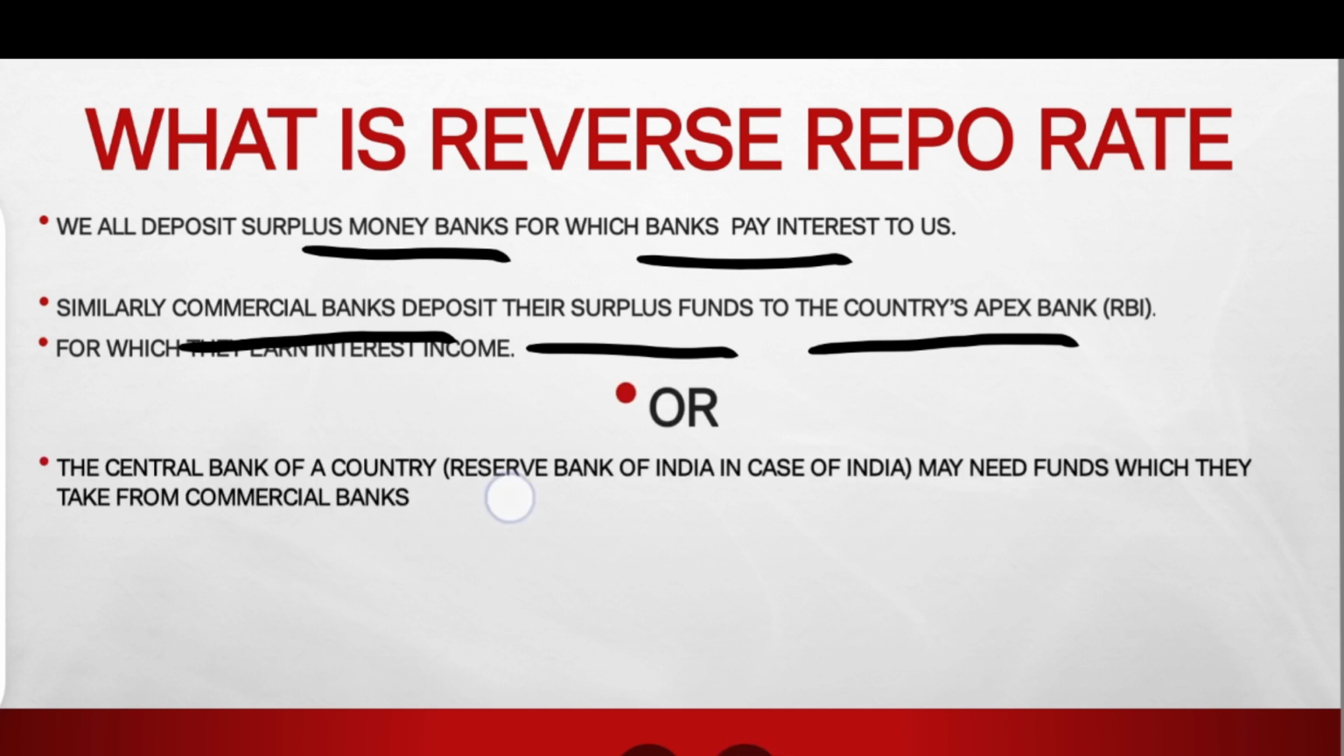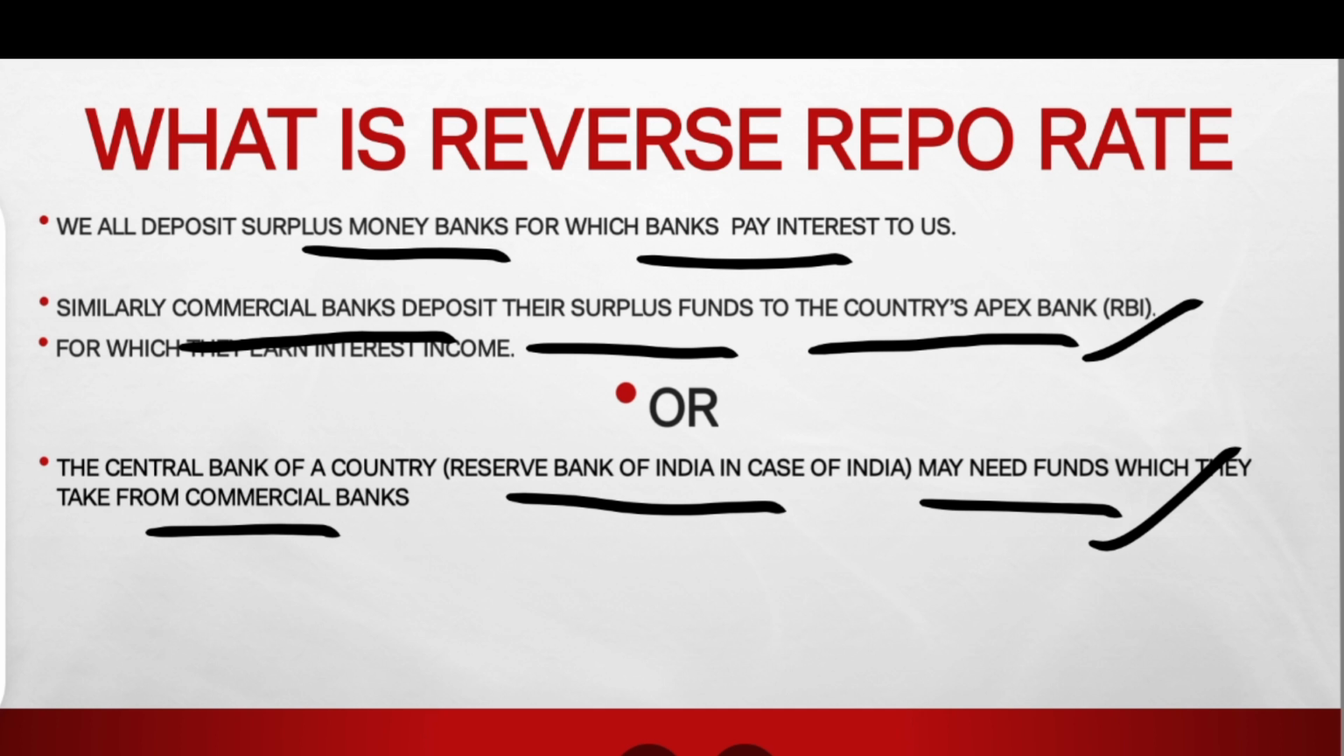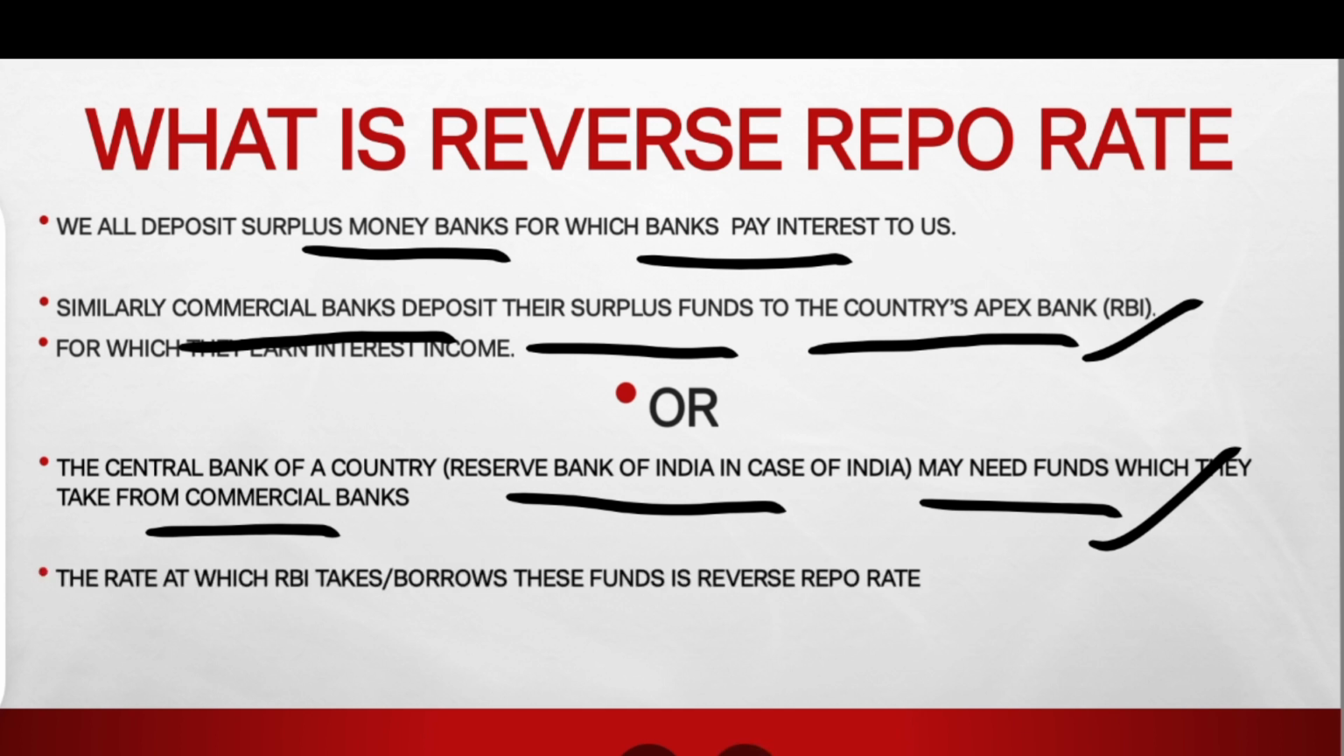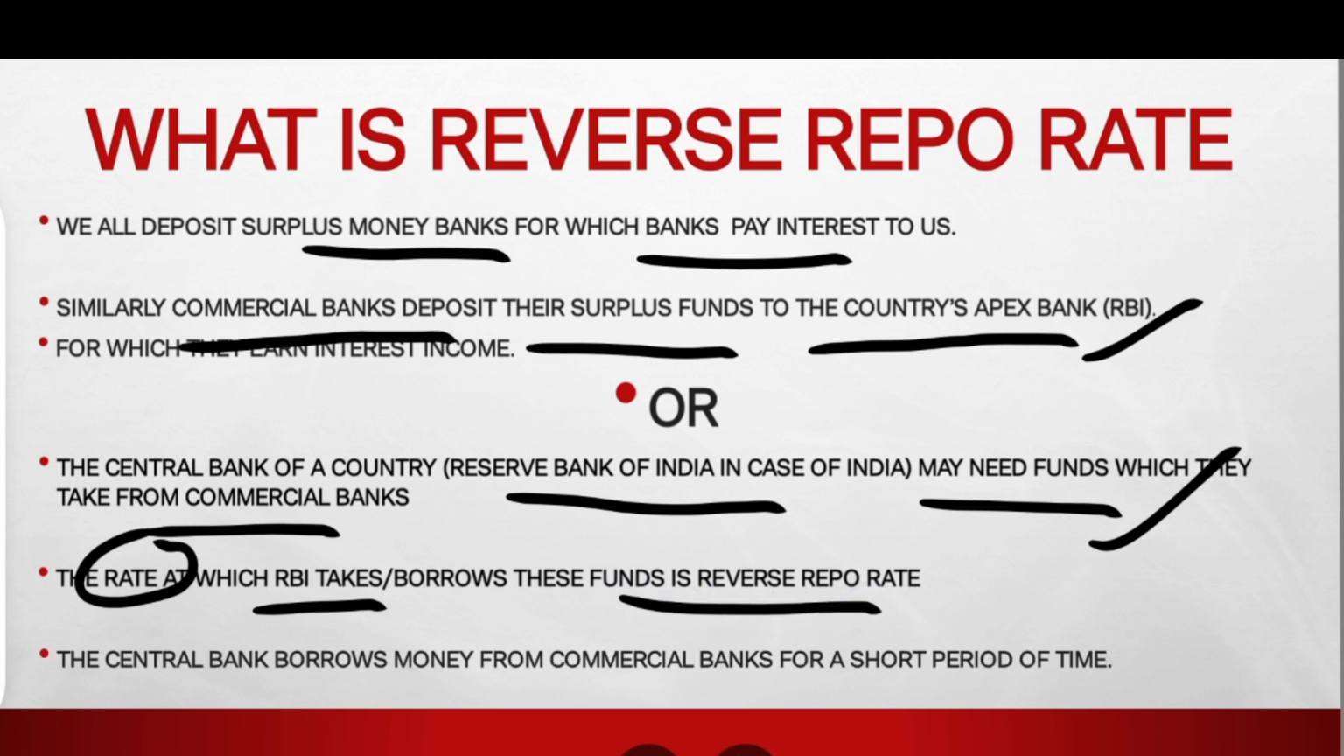The second case can be that Reserve Bank of India may require funds and approach the commercial banks. So there can be two cases: either the commercial banks have additional funds or the Reserve Bank of India is in need of funds. In this case, commercial banks will be lending the money to the Reserve Bank. The rate at which RBI is going to borrow these funds from the commercial banks is called reverse repo rate. You must remember this: whenever the central bank is borrowing funds from the commercial banks for a short period of time, that rate will be called reverse repo rate.